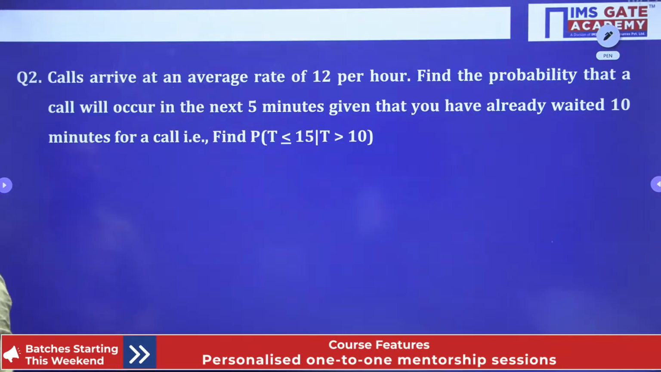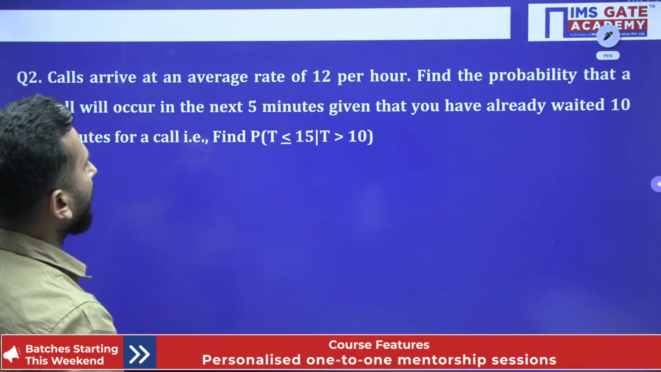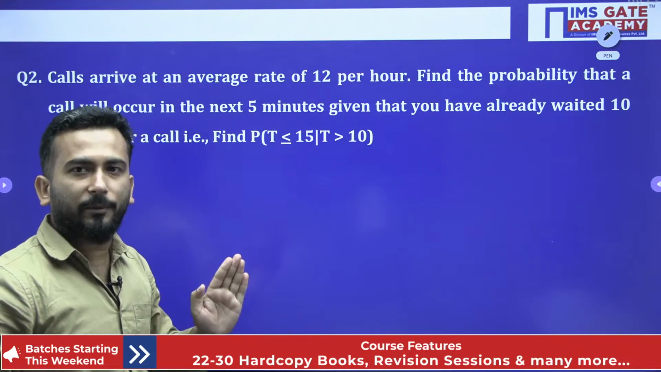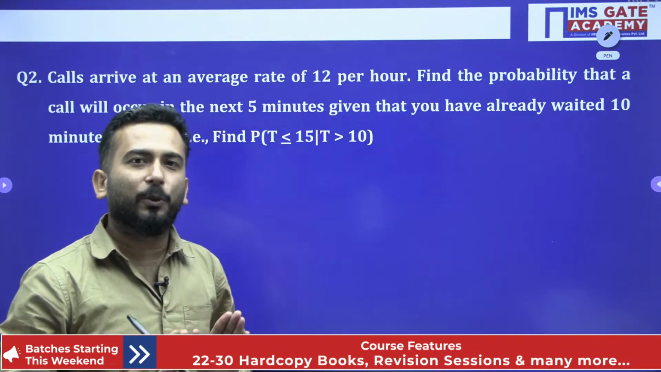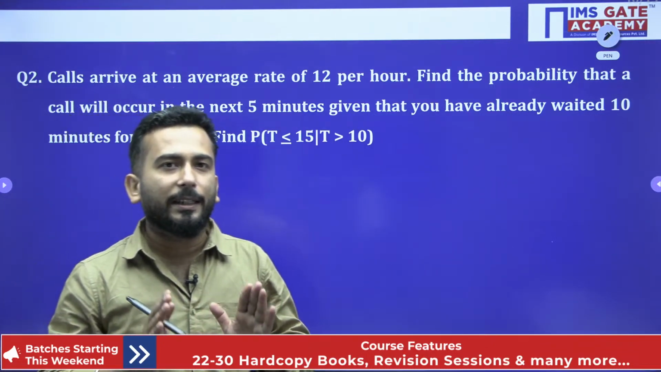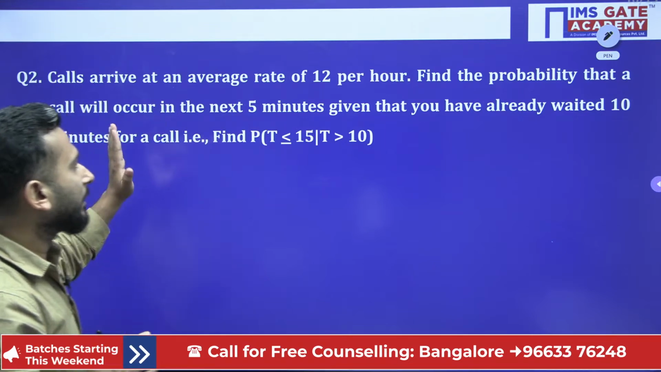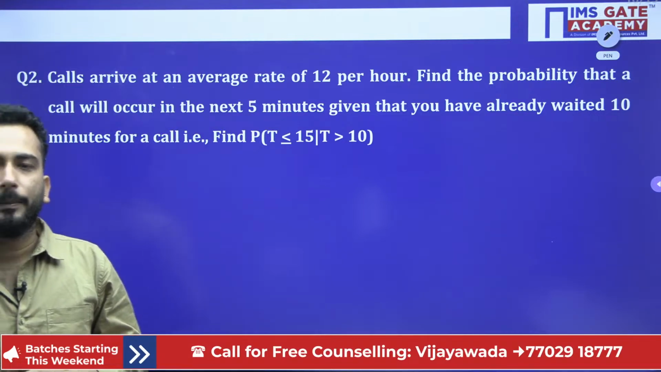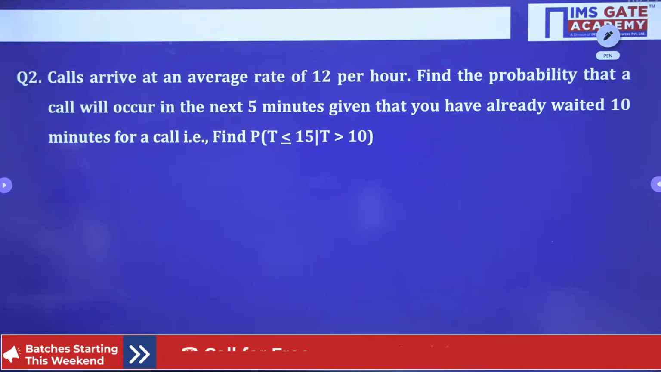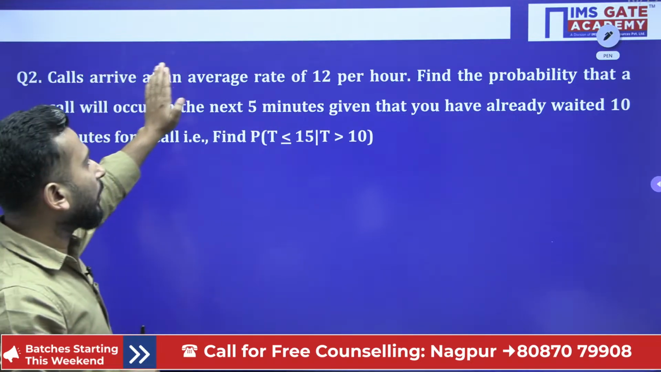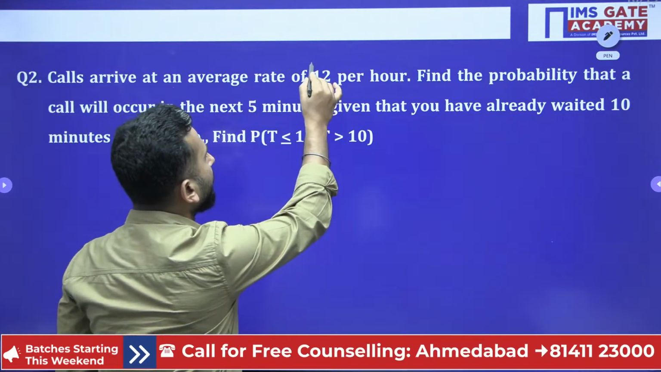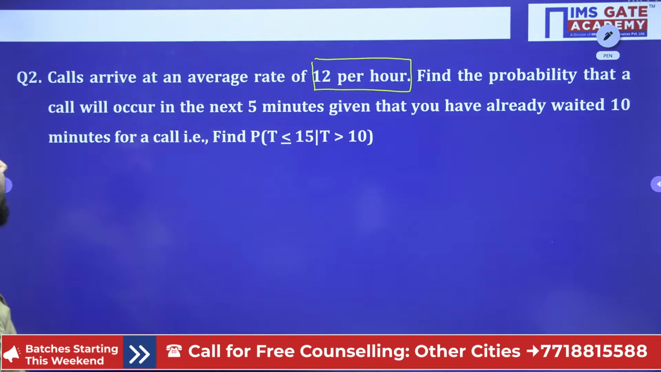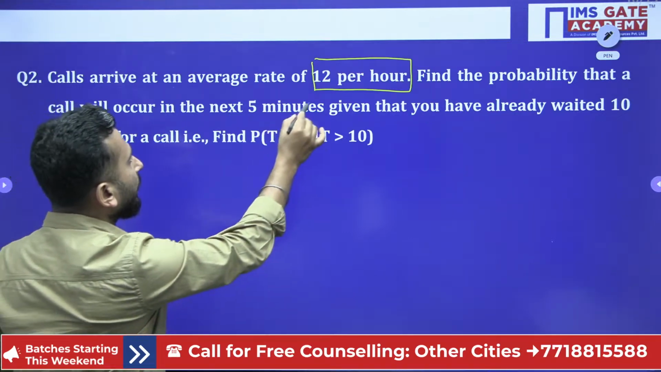My dear friends, I have many such questions with me which will clear your doubts, and this is another type of question. In this question I will also explain one very interesting concept related to exponential distribution. Okay, just read the question. Calls arrive on an average of 12 per hour. Find the probability that a call will occur in the next 5 minutes.